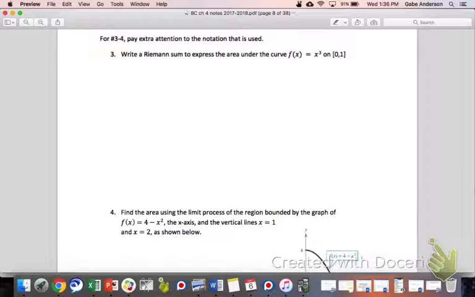Number 3 says write a Riemann sum to express the area under the curve for that function right there on the interval 0 to 1.